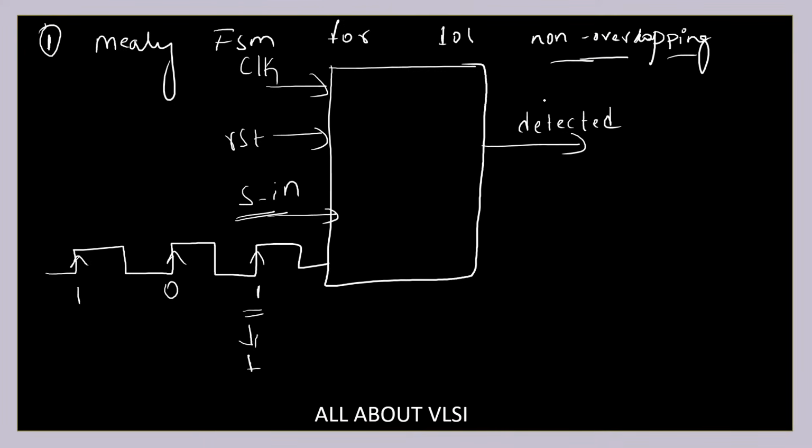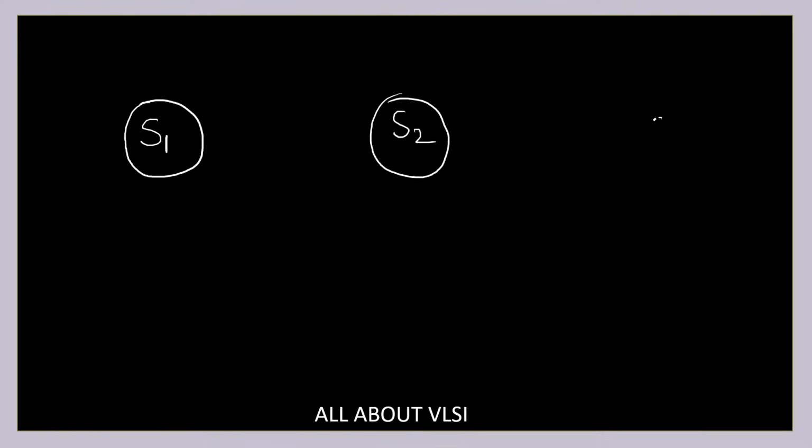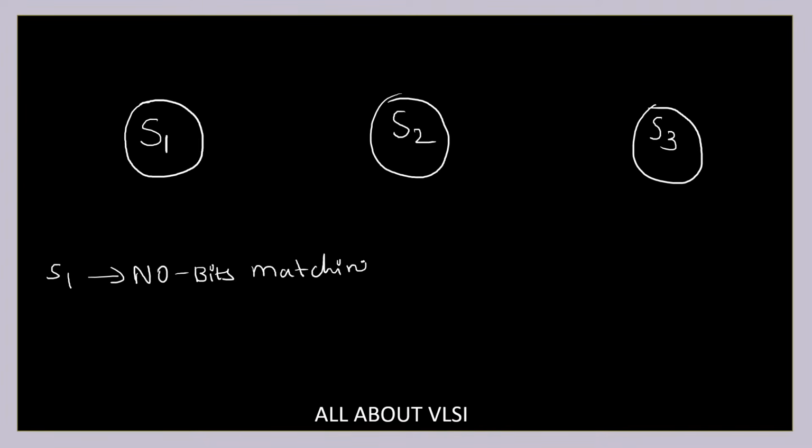Now, if I want to detect this particular sequence, 101 non-overlapping, let's see how to do it. I'm going to have different states. Let's say I'm going to have a state known as S1, one more state known as S2, and one more state S3. Here S1 is a state where no bits are matching, S2 is a state where at least one bit is matching, and S3 is a state where two bits are matching. These are the state definitions which I have taken here.